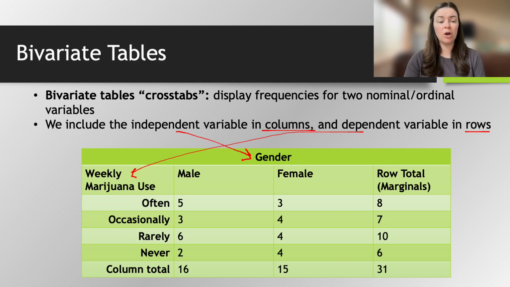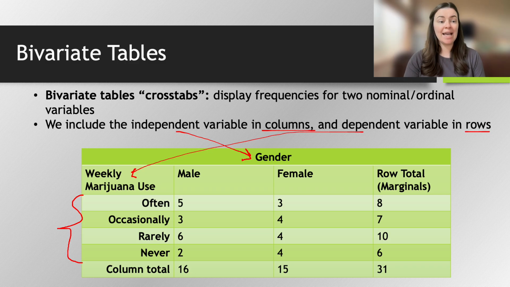So with weekly marijuana use, we have a scale ranging from never to often. And so we know that this is measured at the ordinal level because someone that has never used marijuana uses less marijuana on a weekly basis than someone who uses it often or occasionally. We know it's not an interval ratio level variable though, because we can't quantify the differences between these categories.